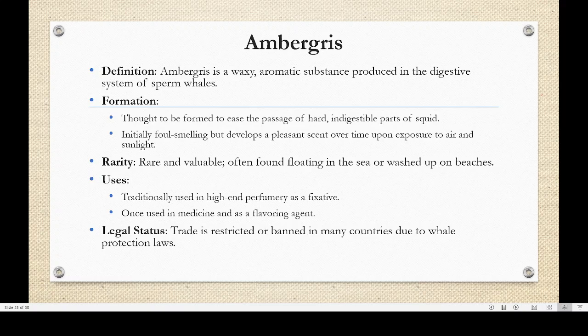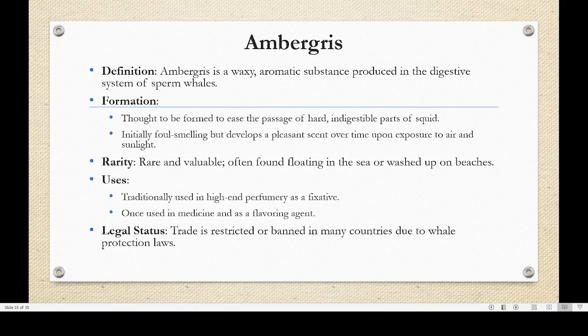Then another product is ambergris. Ambergris is actually taken from the sperm whale. It is a waxy, aromatic substance, meaning it has a good smell, produced in the digestive system of sperm whales. It is thought to be formed to ease the passage of hard-to-digest parts of squid. So that may be the natural reason why this kind of waxy material is present in the intestine of the sperm whale.